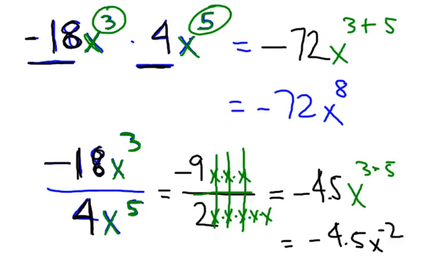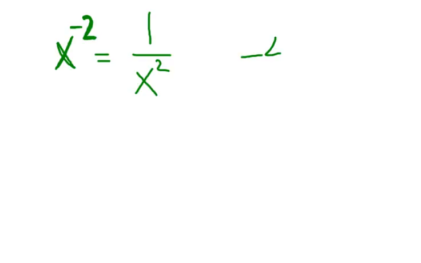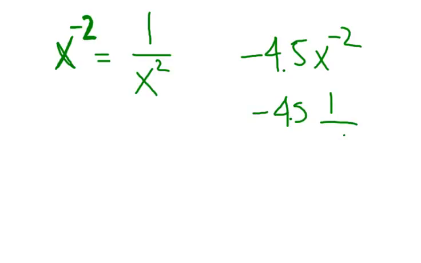So let's hit those rules. All right, anything to a negative power, like say x to the negative 2, it just means you go 1 over the same base to the same exponent, but positive. So in this case, when I had negative 4.5 x to the negative 2, that's the same as negative 4.5 times 1 over x squared. So if I multiplied this out, I would get the same thing, negative 4.5 over x squared. So that's my negative exponent rule.